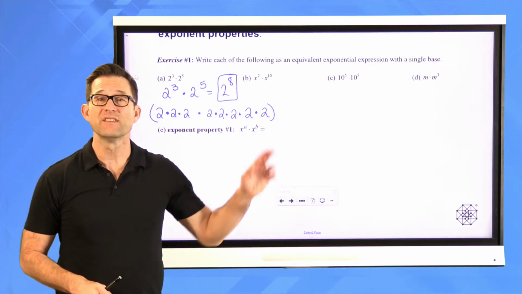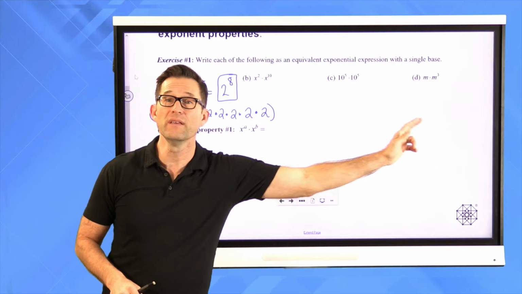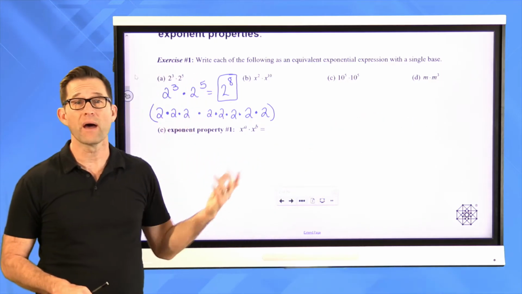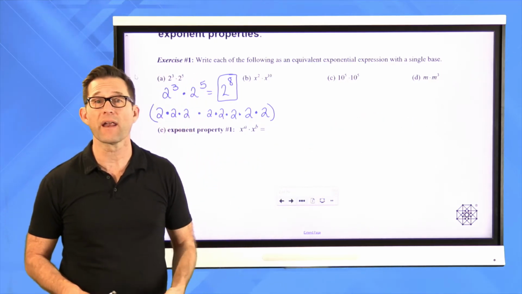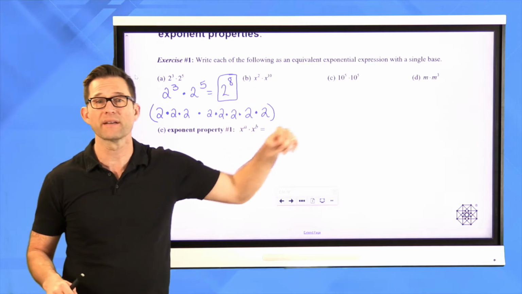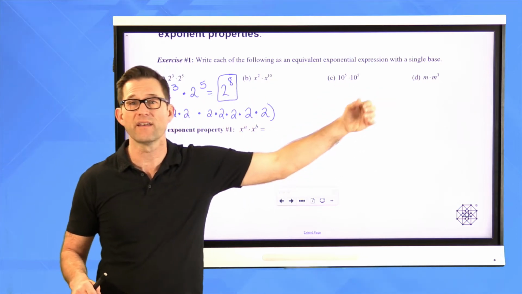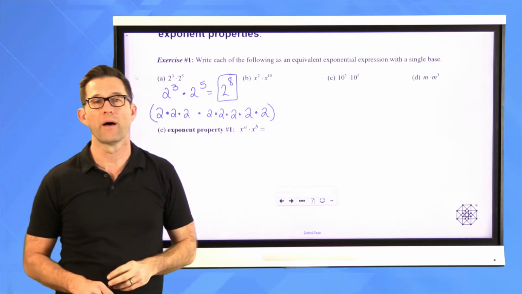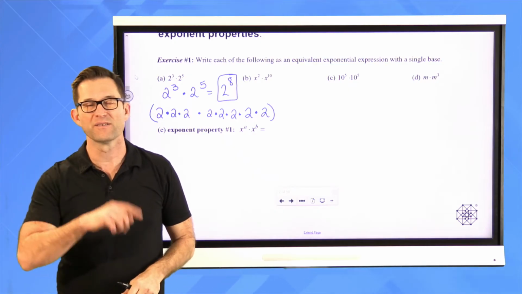See if you can remember then how to do B, C, and D. You can write them out like this, or you can just think about it as how many times am I multiplying X together? How many times am I multiplying 10 together? How many times am I multiplying M together? Pause the video now.